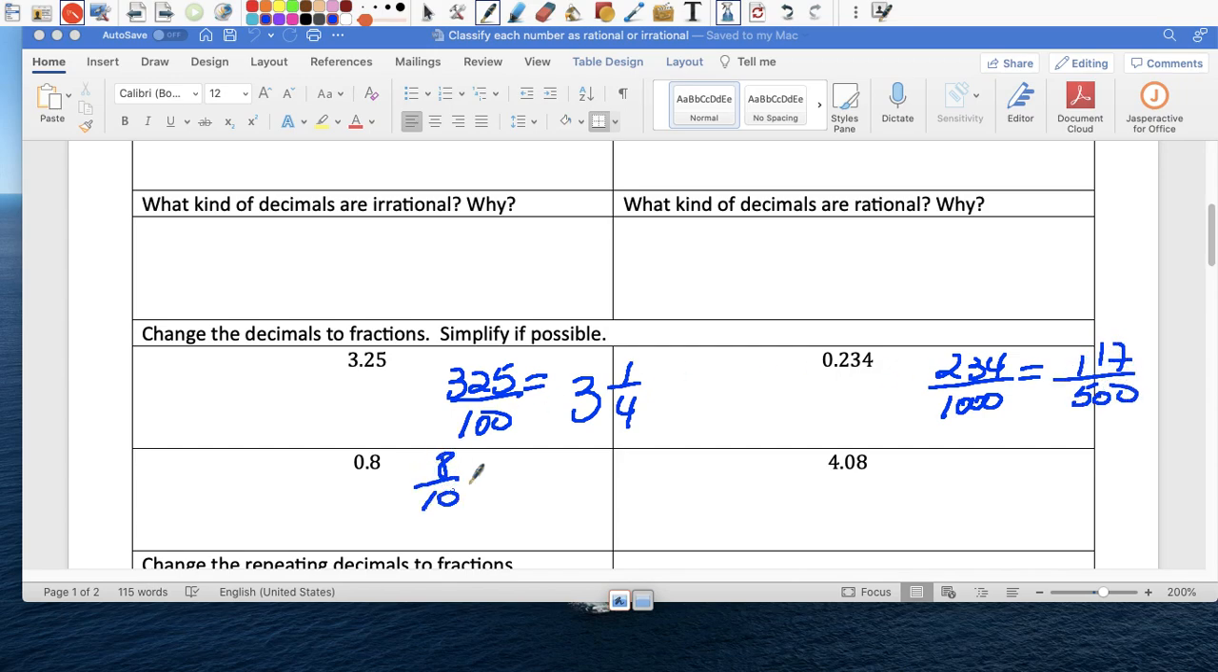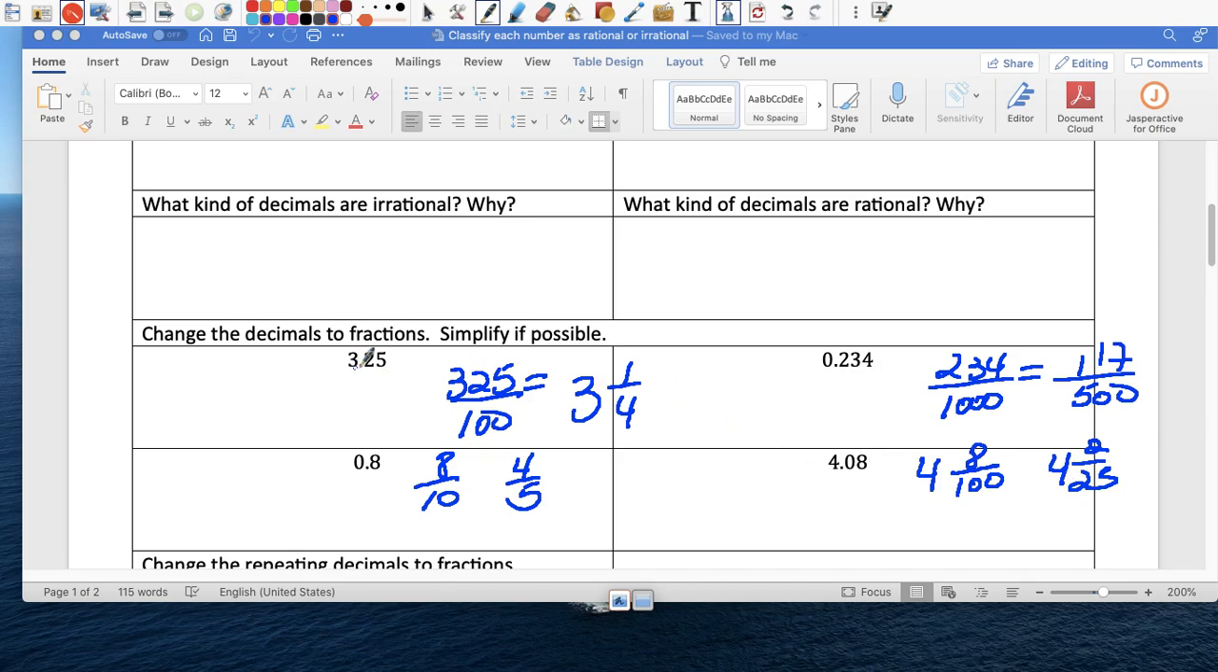0.8 would be 8 over 10, or simplified, 4 over 5. 4.08 would be 4 and 8 over 100, or 4 and 2 over 25.